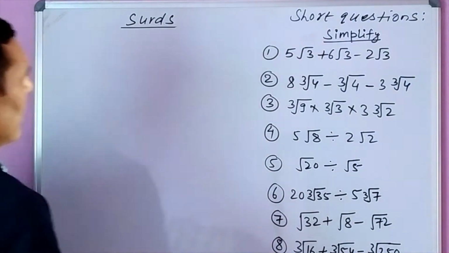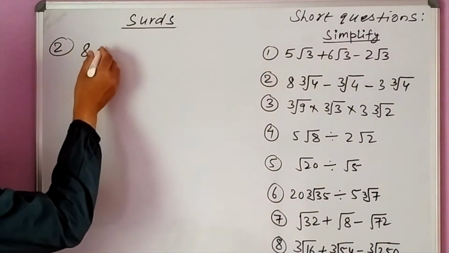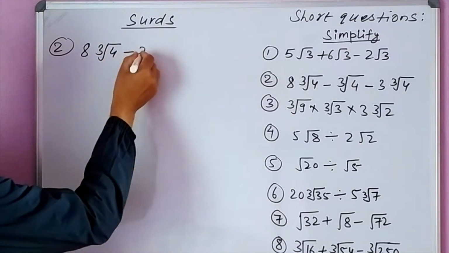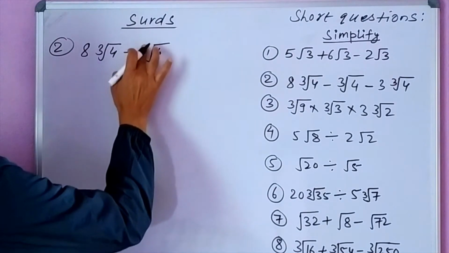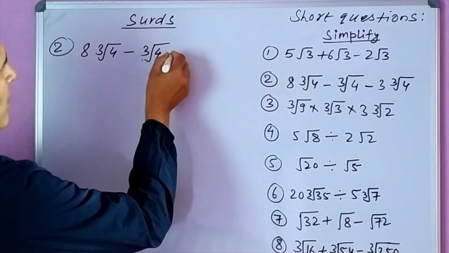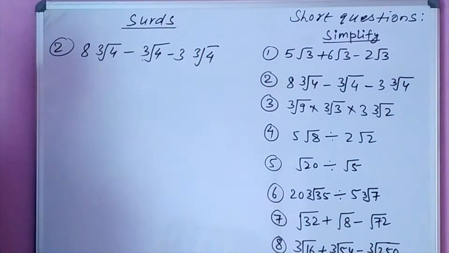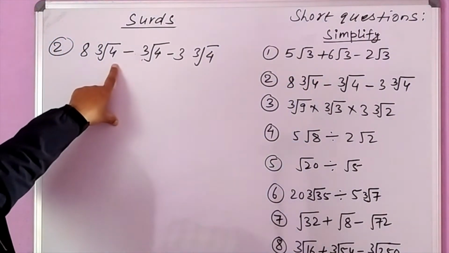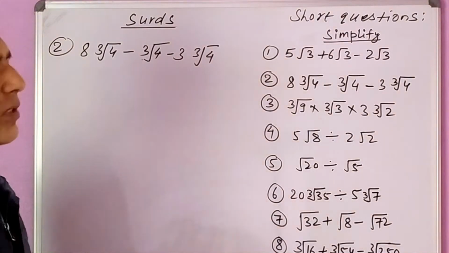Similarly, now question number 2, 8 cube root of 4 minus cube root of 4 minus 3 cube root of 4. This is the order. It is also just like this: 8 cube root of 4 minus cube root of 4 minus 3 times cube root of 4.